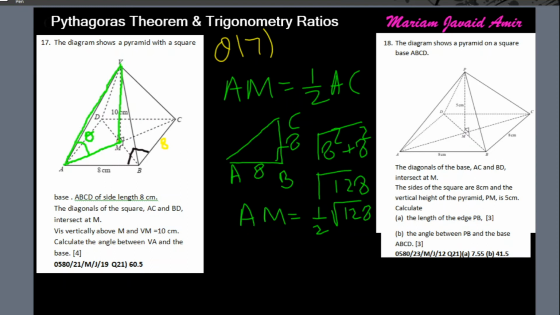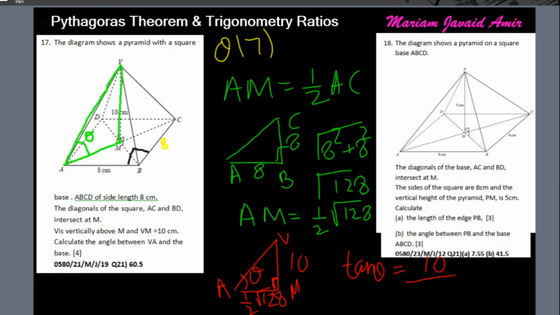So for that, I'll be using this triangle AVM, where AM is half under root 128. You may use the 4 decimal place value for AM as well. And then VM was 10, and I need this theta, so I'll be using tan theta because I have perpendicular and base. So tan theta is equal to perpendicular over base, 10 over 0.5 times under root 128.